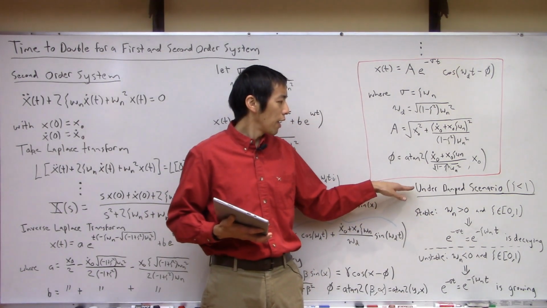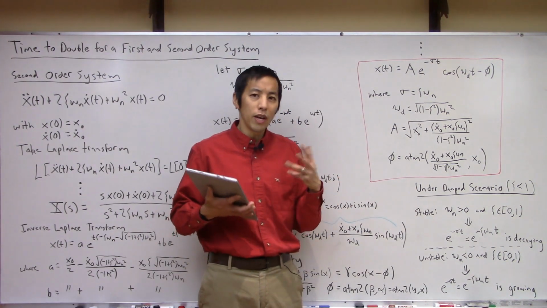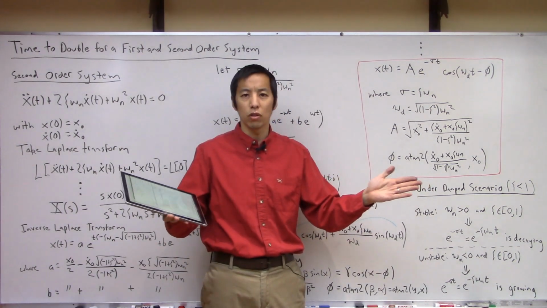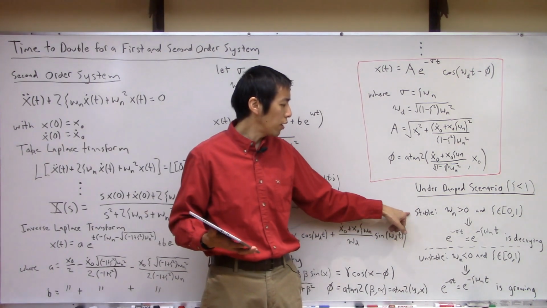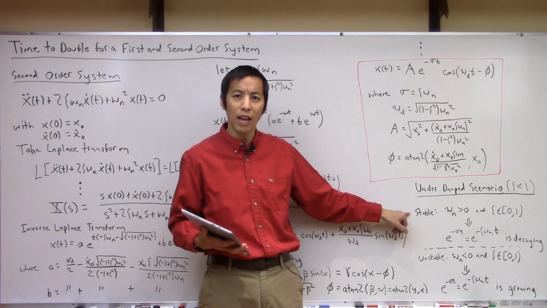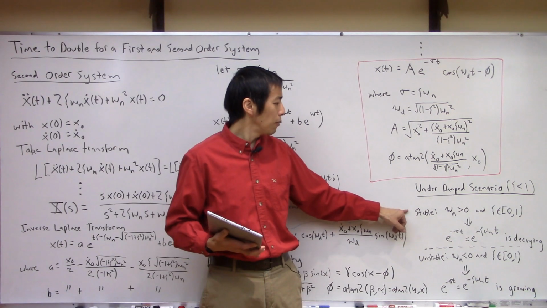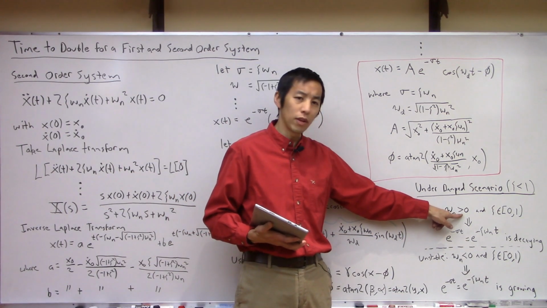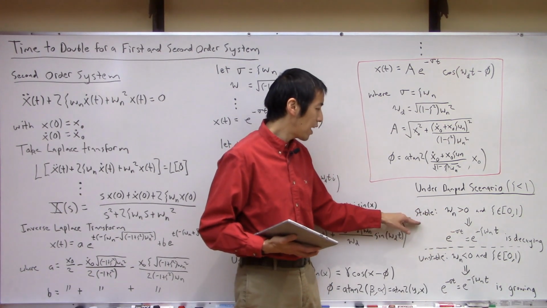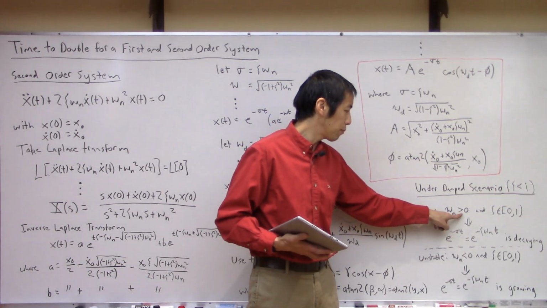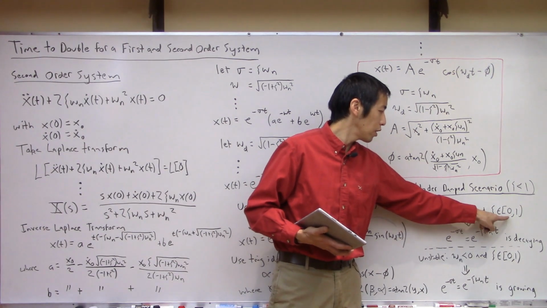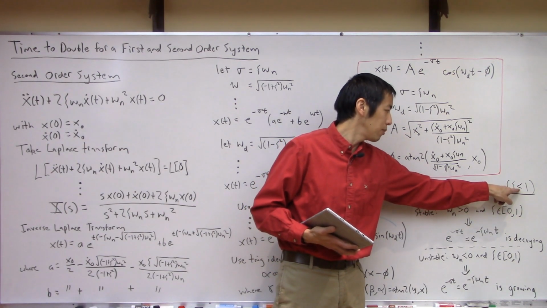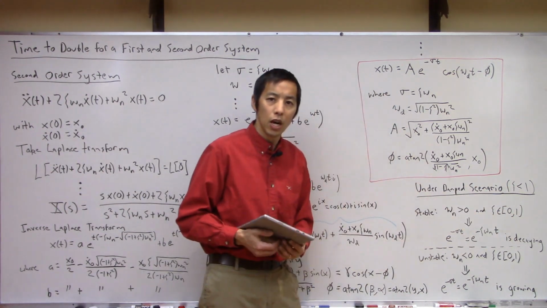okay? So if the damping ratio is less than 1, we now have a kind of a bifurcation. There's two paths we can now look at. One of them is what happens if the system is stable. Stable means that the natural frequency omega n is greater than 0. So in this case, the natural frequency is positive and the damping ratio is between 0 and 1, right? We want it to be less than 1.